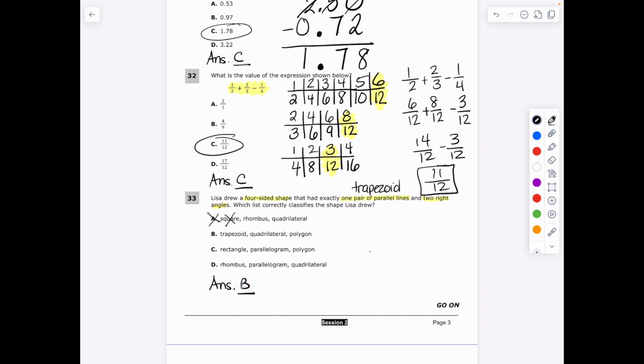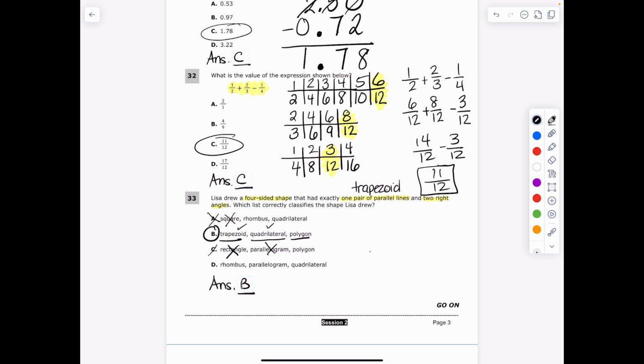B is a trapezoid, yes, because it has 1 pair of parallel lines. It's a quadrilateral. Yeah, because it has 4 sides. And it's a polygon. Yes, because it is a multi-sided shape. C cannot be true because it's not a rectangle, so I can just stop there, and it's not a parallelogram.